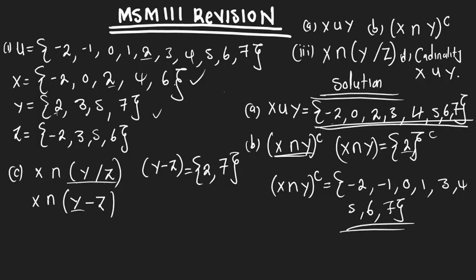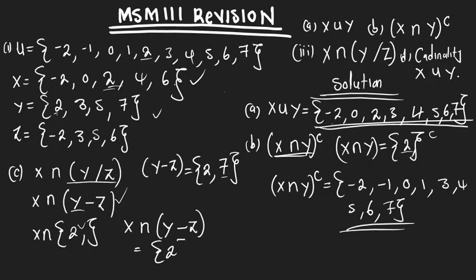Then we have been taught that we intersect X with this set. What are we getting? Only 2. 2 is in X, 2 is also in this set. But 7 is not in X, so we won't include it. So in this case, X intersection Y minus Z is this particular set.